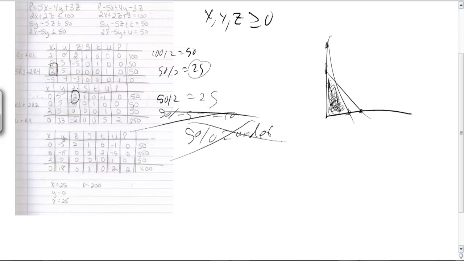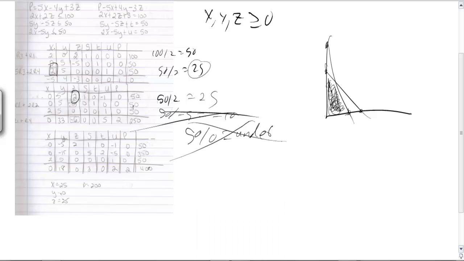So then, all right, let's just assume that that was fine. Then we go down here and we say we have no more negatives. So then we're reading our answers. You're getting x equal to 50 divided by 2, which is 25. Y is equal to 0. Z is equal to 50 divided by 2, 25, with a p-value of 200. Yeah, everything else looks good.